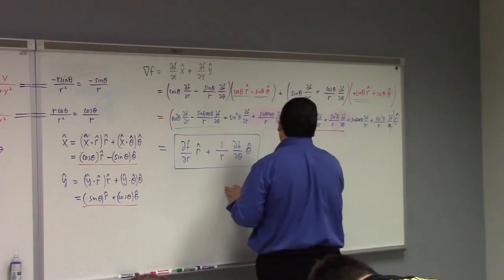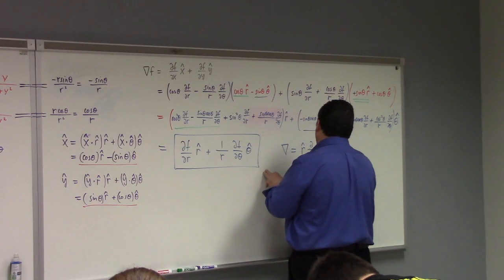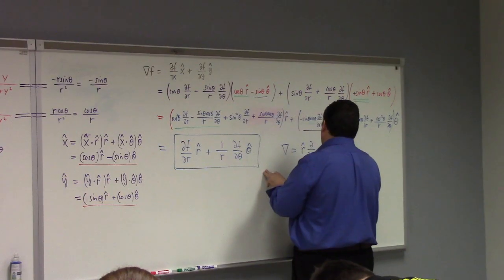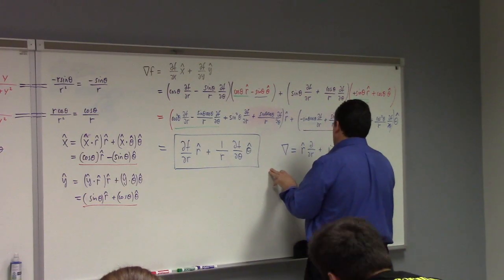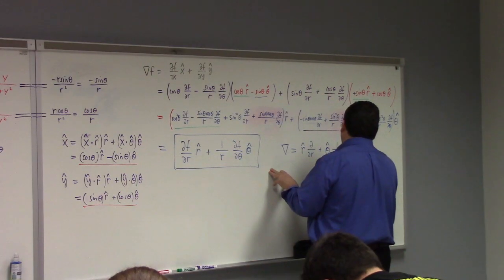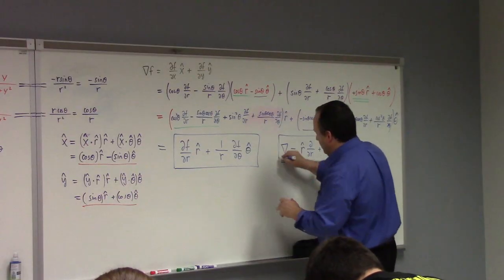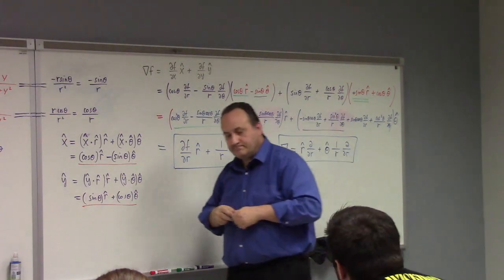Or if you like, we could write it this way. Nabla can be expressed as r hat times partial r plus theta hat times 1 over r partial theta. That's how to express the gradient operator in polar coordinates, just like that.